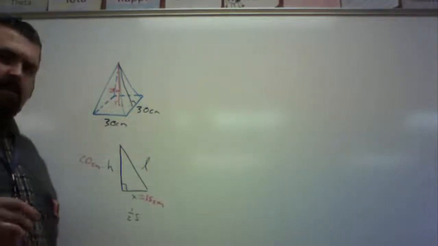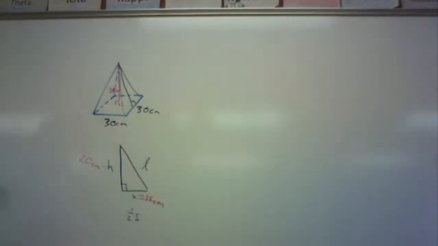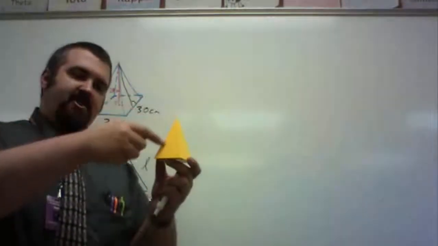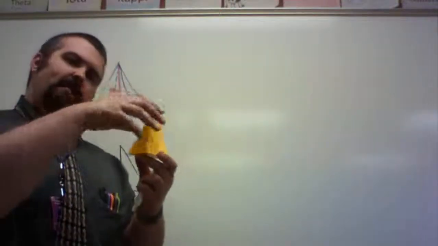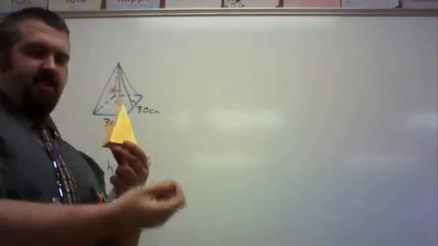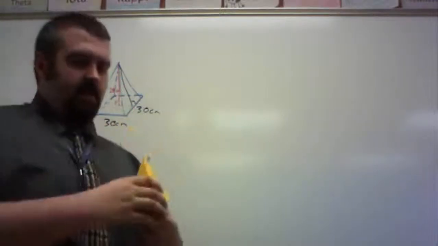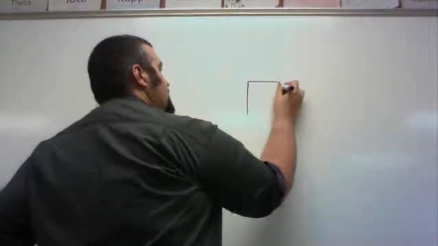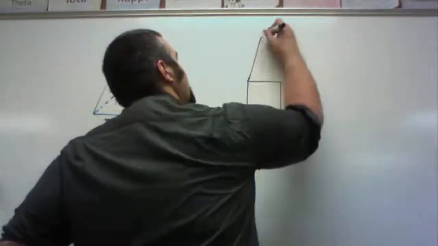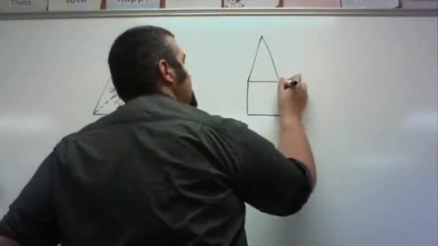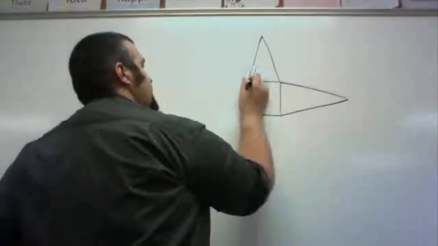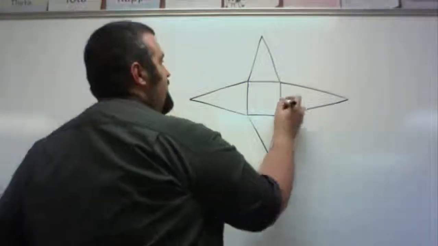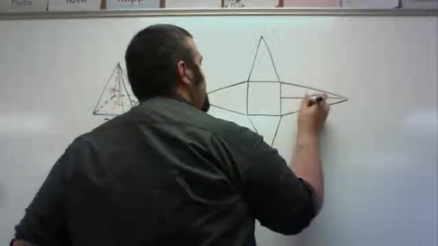Now I've been saying that we need the slant height to find the surface area. But let's see why. What if I took my pyramid and cut each lateral edge and peeled it, sort of like a banana? I peeled this face out, this face out, this face out, and this face out. And what I would get is a shape that would look like this. I would get my square here, and a lateral face right here, right here, right here, and the last one right here. The height of each of these is L.